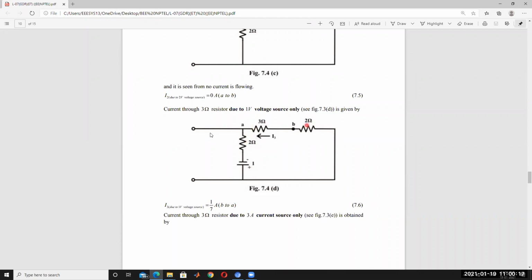All are in series; the open circuit branch, there is no use of this wire. This 2 ohm resistor, 3 ohm resistor, 2 ohm resistor, these 3 elements are in series. That's why 7. I3 due to the 1 volt source is 1 by 7 amps, B to A direction. If it is A to B, minus 1 by 7. But if you are indicating B to A, plus 1 by 7. Is it clear? Understood?